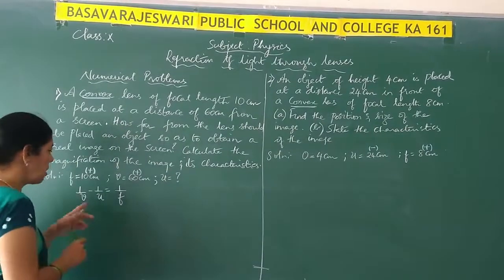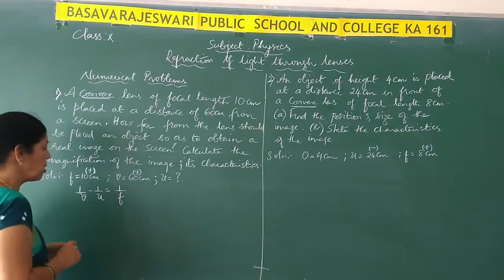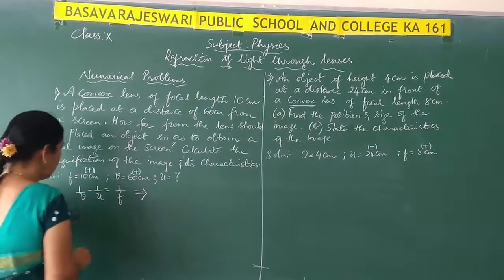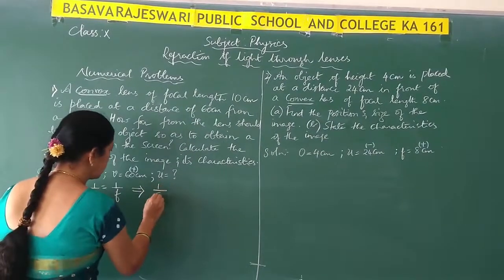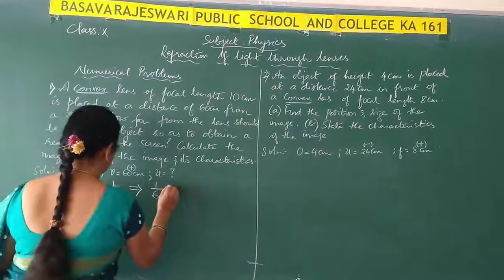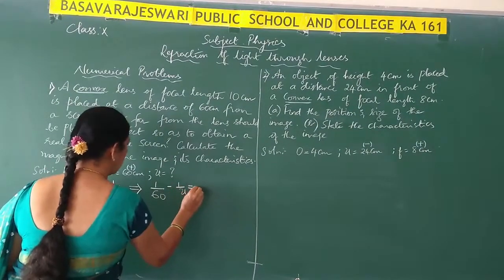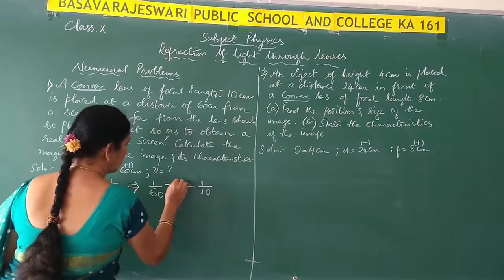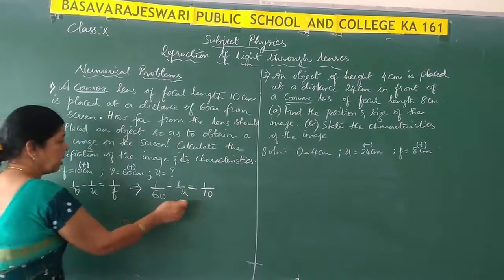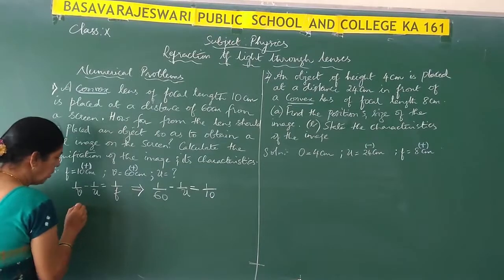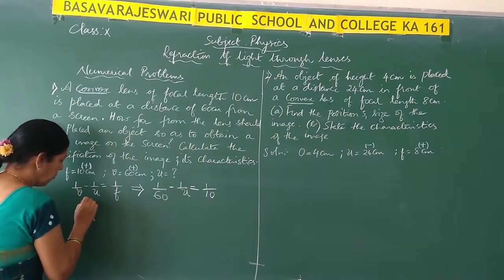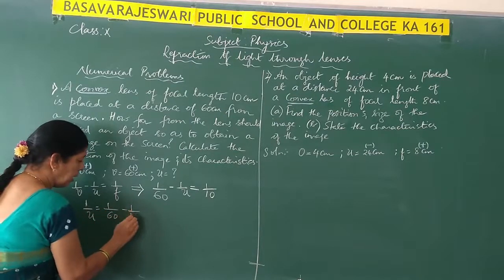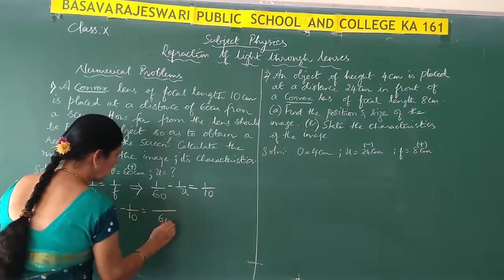Now by using the lens formula, 1 by v minus 1 by u is equal to 1 by f. So this implies, what is v? 1 by 60, right? Minus 1 by u will be equal to 1 by 10. In accordance with the sign convention I have taken, this is plus 60 and plus 10. So 1 by u will be equal to 1 by 60 minus 1 by 10. That will be equal to how much?